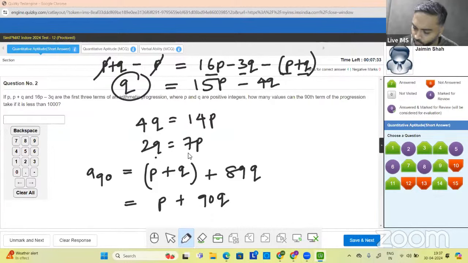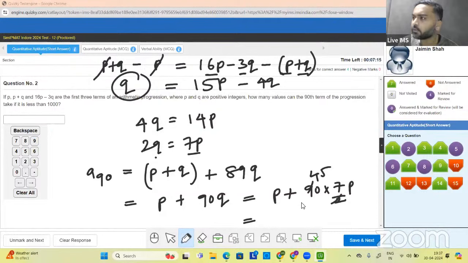Okay, so Q is 3.5P. So this will be P plus 90 into 7 by 2 P. That is 45 times 7, 315, 316P आ रहा है. If it is less than 1000. Okay, so basically it is less than 1000 बोला है.